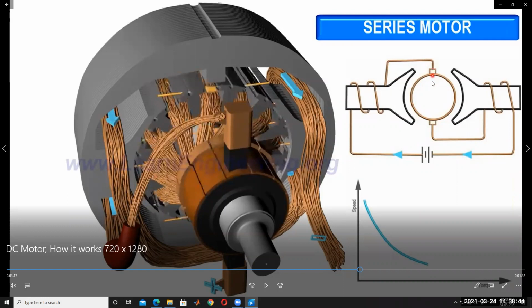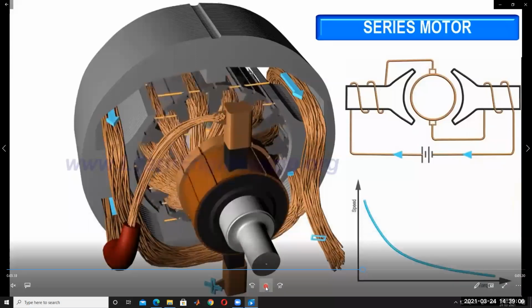The field winding is connected in series with the armature winding. Connected in series with the field winding, that's why this is called a series motor or series generator. For a series generator, the field winding and armature winding are connected in series. That's why this is called a series motor. Understood? This is for the series motor.